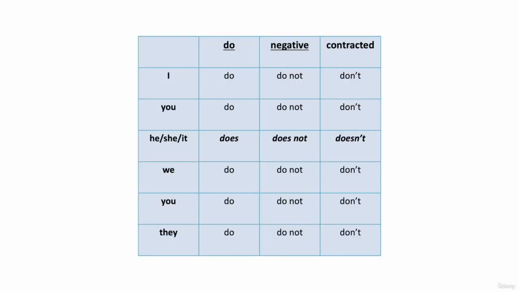When a form becomes negative, we can contract it by combining the word not with the auxiliary verb and placing an apostrophe as replacement for the O in not. For example, I do not, I don't. You do not, you don't.